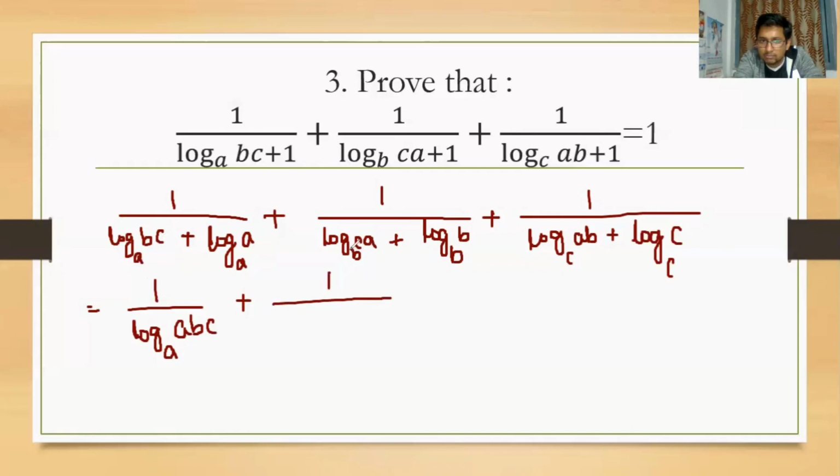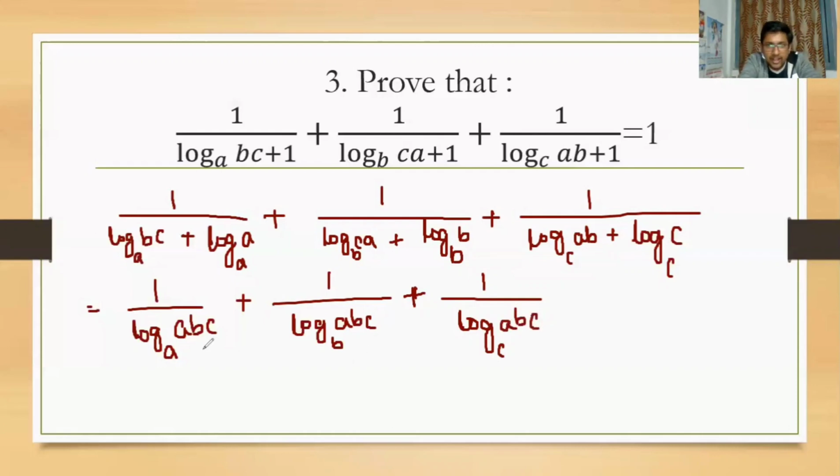This one, log B, the base is the same. So yes, again I can apply the multiplication property. CA into B. Again it is ABC. Such a coincidence, right? Okay. Plus 1 by, again, log, the base is C, right? So yes, log of C is equal to, since again A, B and C, obviously it's coming as ABC. Okay, great.